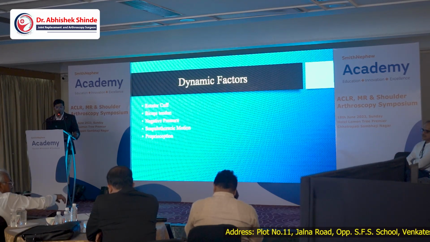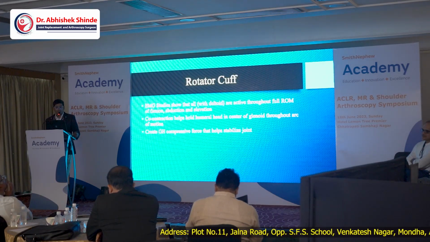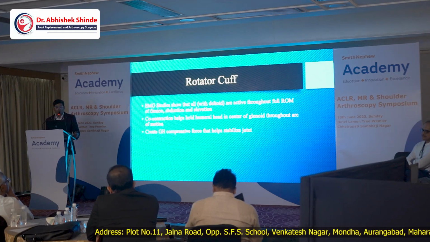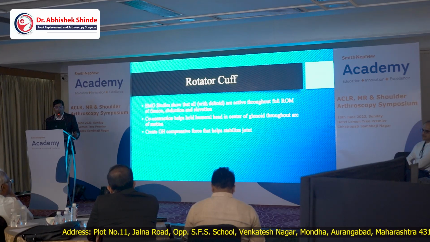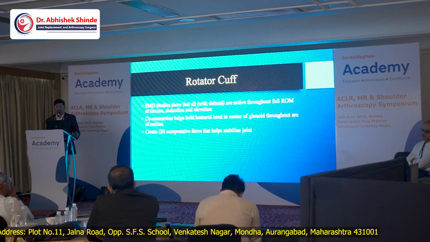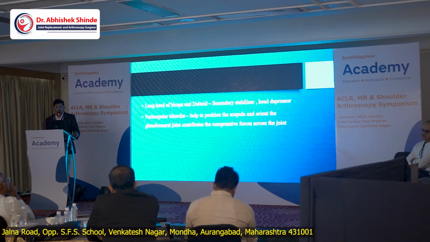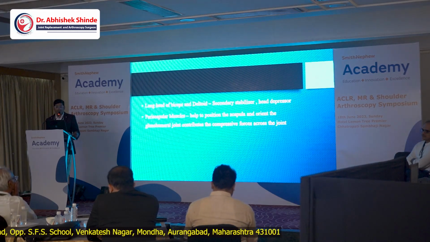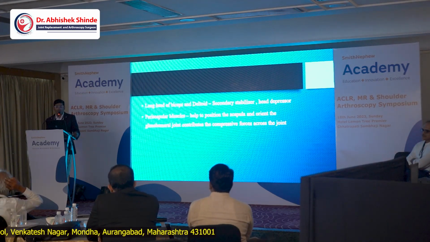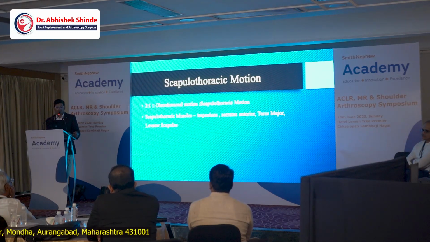Dynamic factors are rotator cuff, biceps tendon, negative pressure, scapulothoracic motion, and proprioception. In the rotator cuff, EMG studies have shown that all muscles are active throughout the full range of motion. Co-contraction helps hold the humerus centered in the glenoid throughout the arc of motion and creates the glenohumeral compressive force that stabilizes this joint. The long head of the biceps and deltoid are secondary stabilizers and head depressors, and periscapular muscles help position the scapula and orient the glenohumeral joint, contributing compressive forces across the joint.